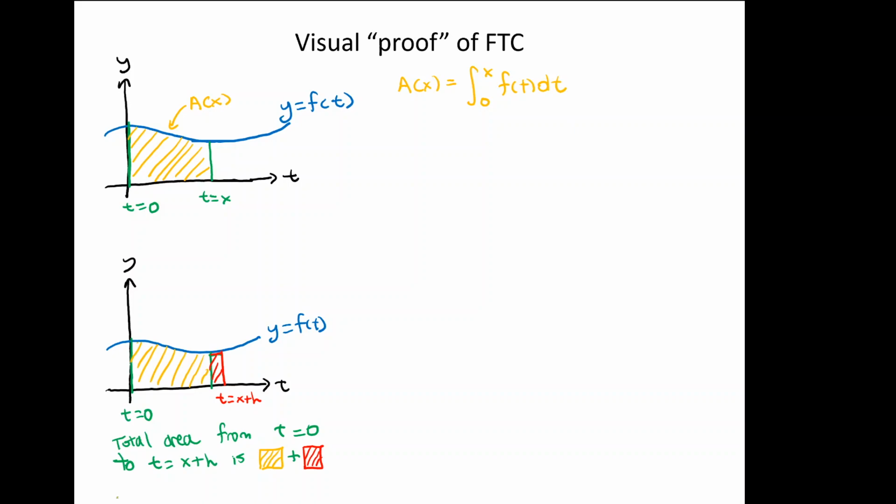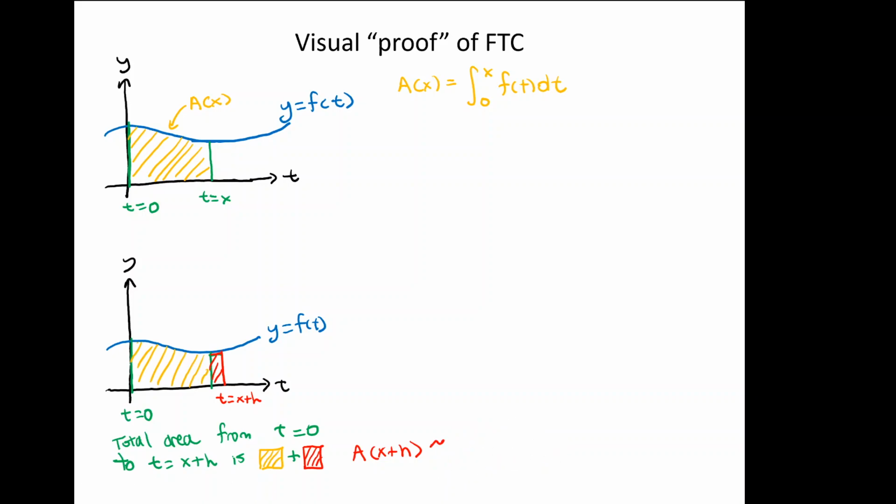Now this area we have down here, which I'll write in red, A of x plus h is the integral from 0 to x plus h of f of t dt, which isn't, this construction of it isn't going to be very helpful. So I'm going to do an approximation.